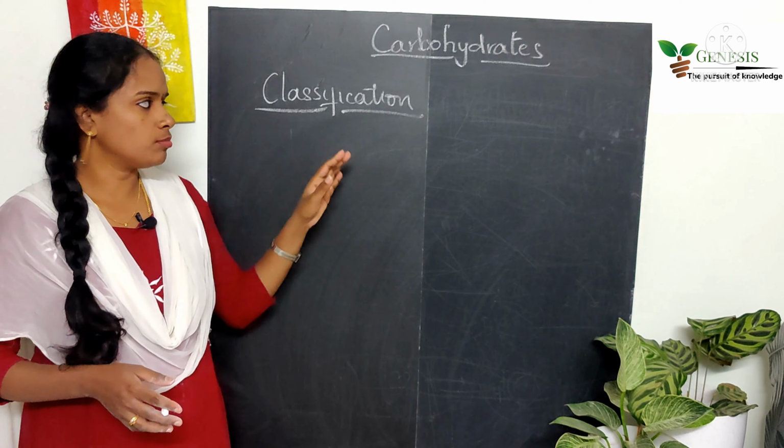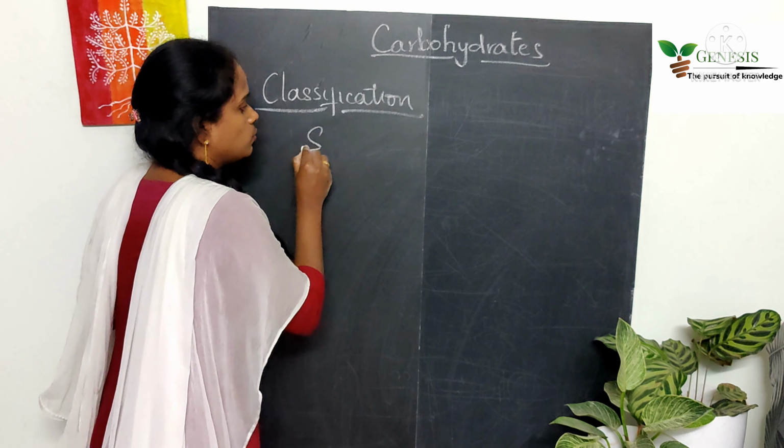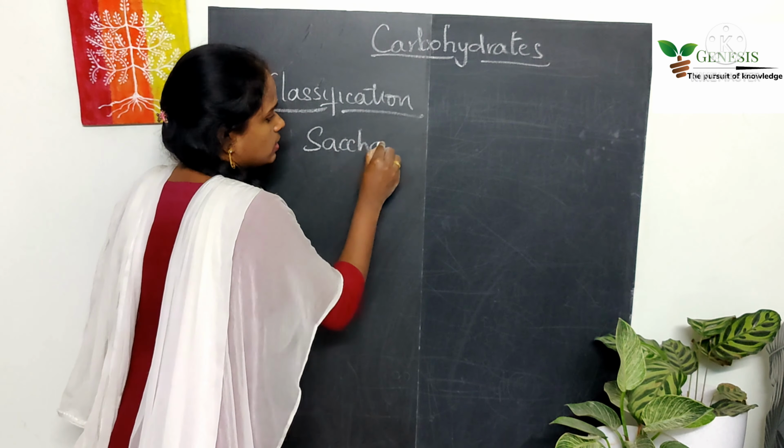Coming to the classification of carbohydrates. The word saccharide, which means sugar, is derived from a Greek word, saccharin. So based on the number of saccharide units that they possess, carbohydrates can be differentiated into monosaccharides, oligosaccharides and polysaccharides.